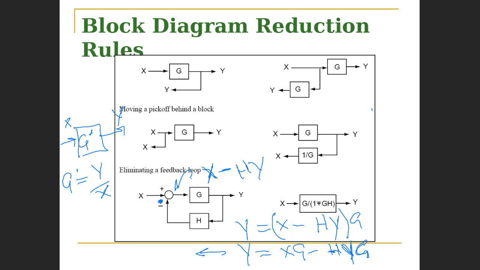Sorry? I'm not seeing what you're writing. Oh, you're not seeing that at all? What's the last thing you see? Are you seeing what is here? I'm seeing Y equal XG minus HYG. That's fine, there's nothing else there yet.